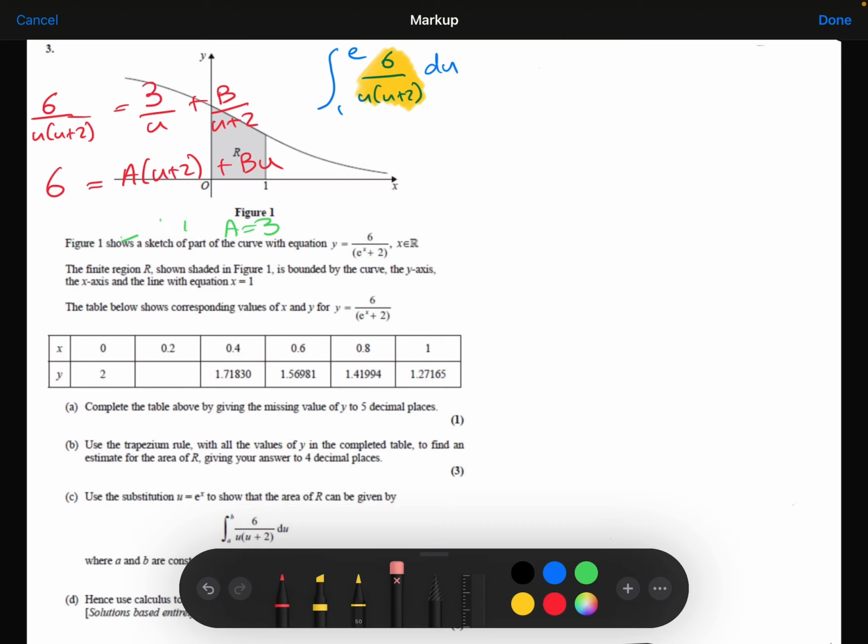Now to work out b. So if we now let u equals minus 2, that's good because that's going to make this term become 0. And we will just get 6 equals b times minus 2. So b is minus 3. So this is the integral that I'm actually going to do. I'm actually going to do the integral of 3 over u minus 3 over u plus 2.